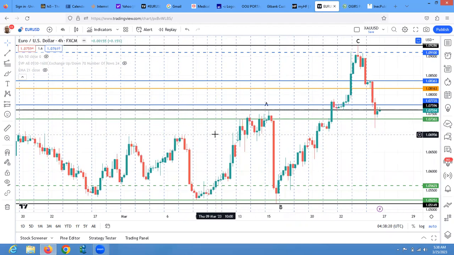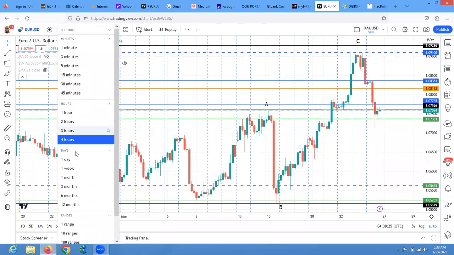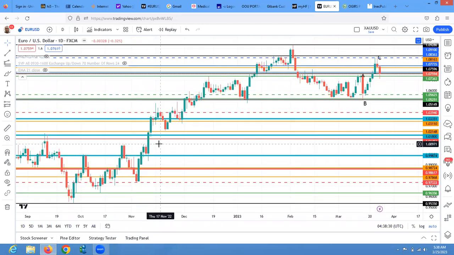Now, what do I think? If I go to the daily, what do I think is happening? This is what I think is happening. And I think that the whole correction here is completely done. But fortunately, we would have thought that this is a 1 and a 2, and a 3 and a 5 of this.